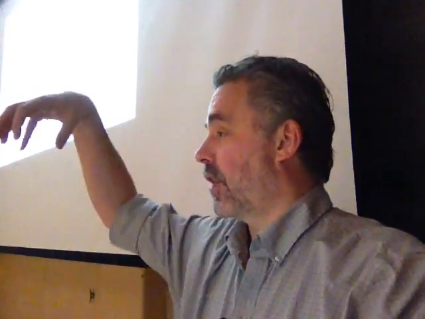Okay, so we divided up the brain one way, and now we're going to divide it up another way. This is the brain from the top down, and you have two hemispheres. And you might think, well, why do you need two hemispheres?